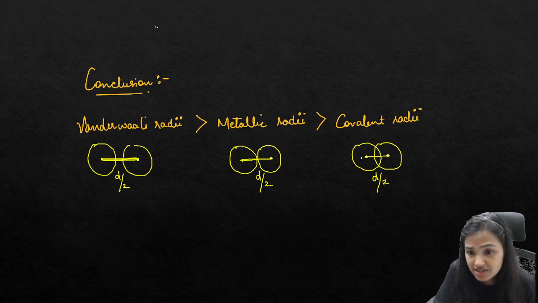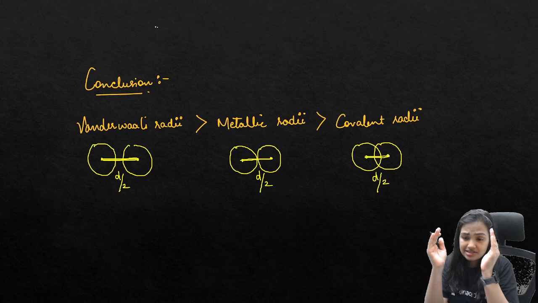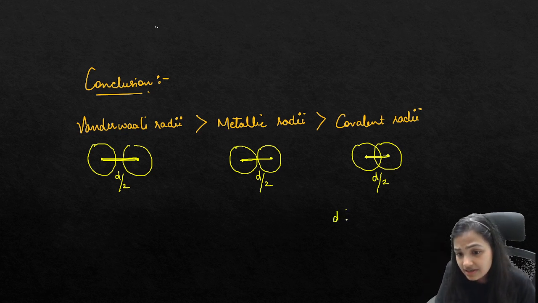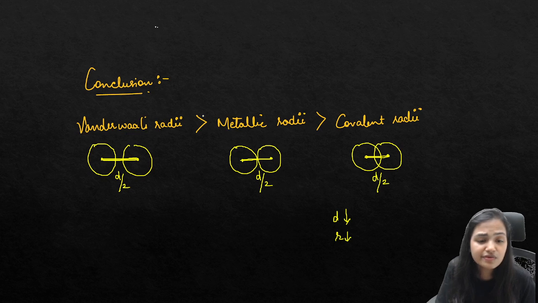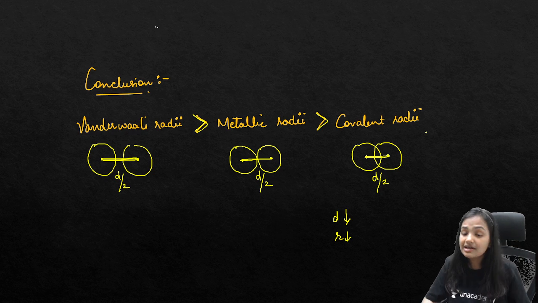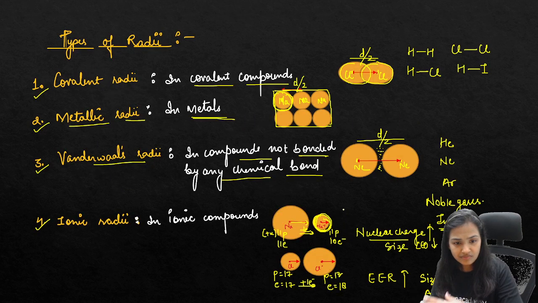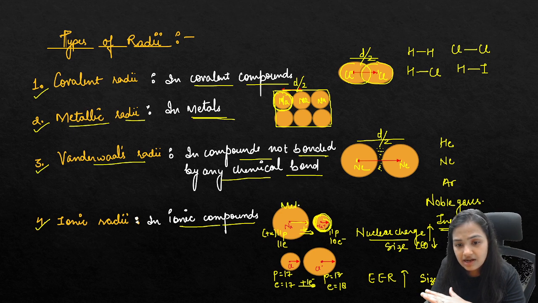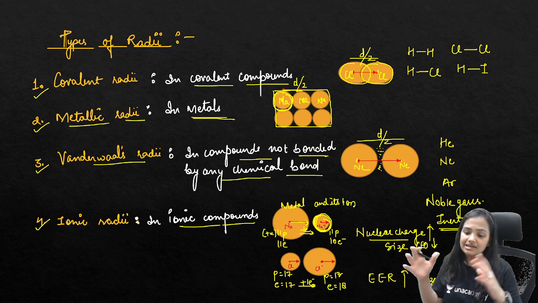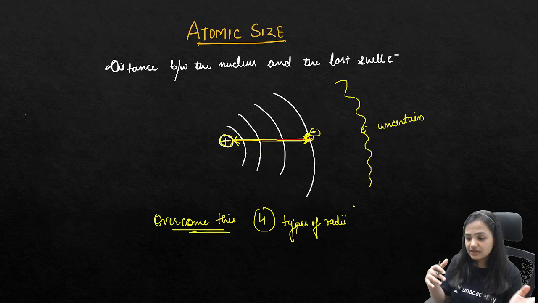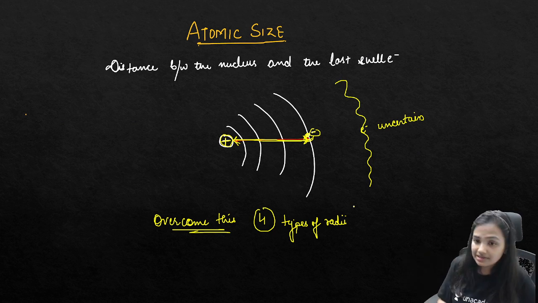This D gets a little smaller because the atoms come a little closer and even overlap, so this distance decreases as well. As the D decreases, of course the R decreases. So we can say that the van der Waals radius is bigger than the metallic radius, which is bigger than the covalent radius. The ionic radii are not comparable with these radii. Ionic radii can only be compared between a metal and its ion. So before moving forward with the irregularity or the trend, I want to tell you one more thing, guys.